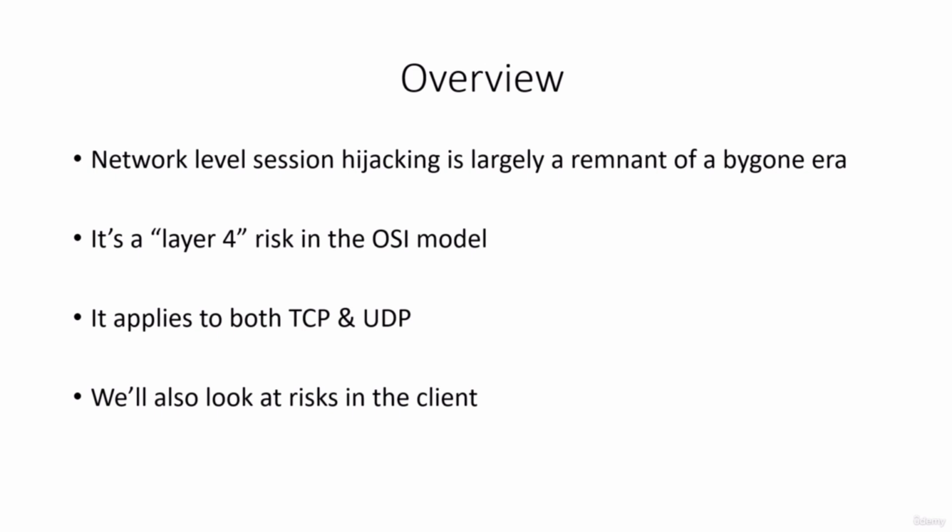Now when we talk about network level session hijacking, we are talking about layer 4 of the OSI model, and that's the transport layer. So far we have only been looking at layer 7, which is up at the application layer. So we are going to get lower down in the stack, and as we progress you will see a different level of detail to what we have seen before. We are going to be looking at the packet level on the network layer.